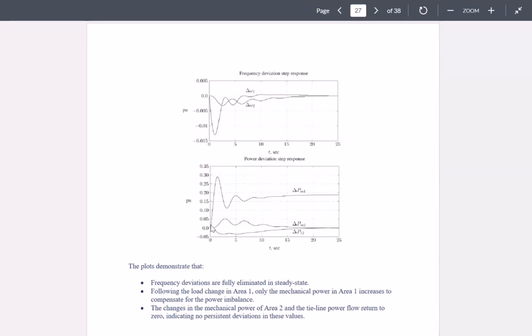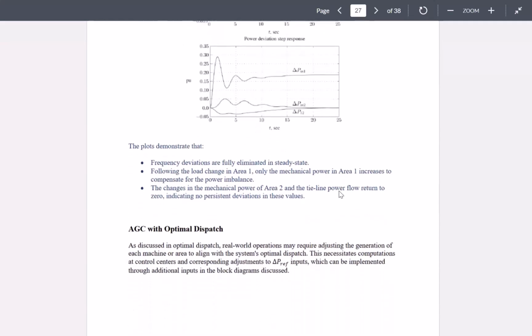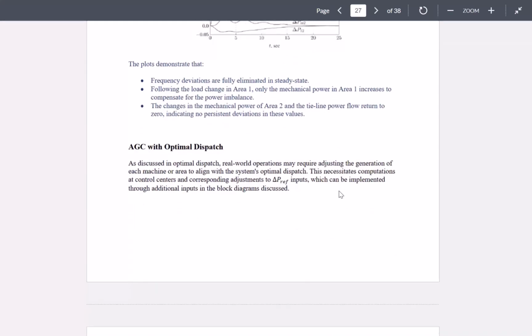But delta PM1 will not go back to 0, and that's because the change in the load was happening in area number 1. So somebody has to respond to that, and that's its own area, which is area number 1. So the generators in area 1 need to respond to that. Okay, so this was a summary of load frequency control in multi-area systems.